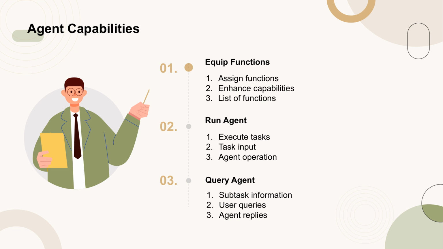To enhance the agent's capabilities, equip it with functions using agent.assign_functions, fn_1, fn_2. This allows the agent to perform a variety of tasks. Once equipped, run the agent with a specific task using agent.run task. Finally, query the agent about the subtasks completed using agent.reply_user query to get detailed responses.